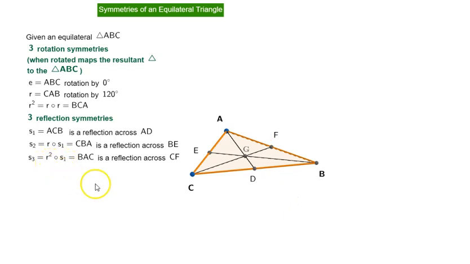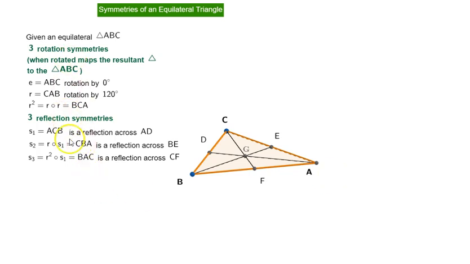Now we rotate it twice. When we rotate it twice, what happens? A comes here, B comes here, and C comes here. Similarly, D goes there, F goes here, and E goes there. So we have carried out reflection across AD, and then we have rotated it twice. So here we have done the reflection across CF. F was between A and B. Now F is between B and A.